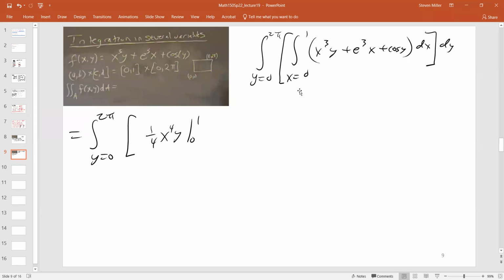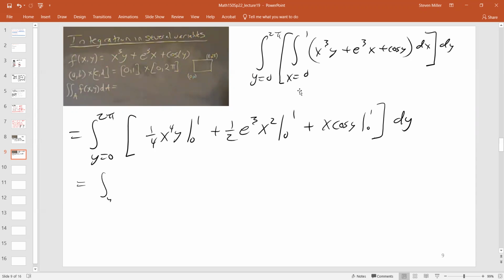What function has derivative e cubed? e cubed x squared over 2. So 1/2 e cubed x squared at 0 and 1. And then the last is what function has derivative cosine of y when I take the derivative with respect to x? x cosine y, at 0 and 1.